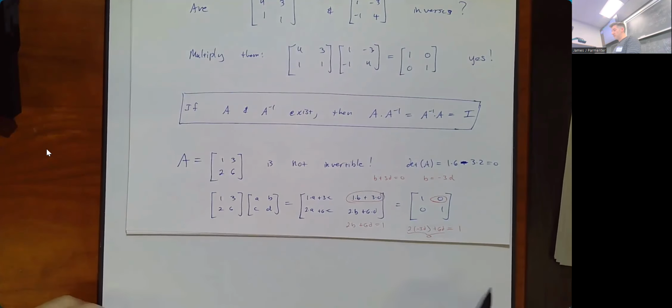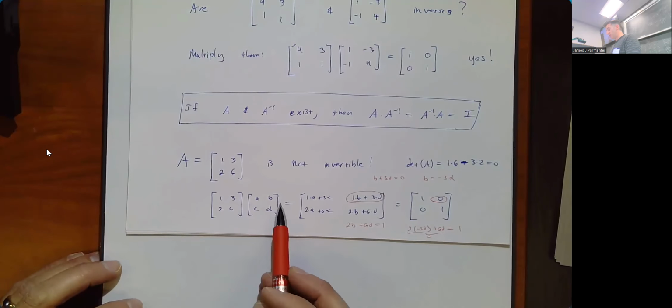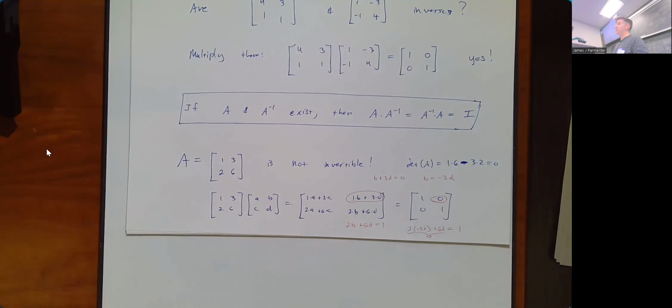So when you have matrices like this, where one row is a multiple of another row, or one column is a multiple of another column, it will not be invertible. You cannot find a matrix to multiply it by where you get the identity. You always reach some sort of impossibility like that. So not every matrix has an inverse. You're welcome.